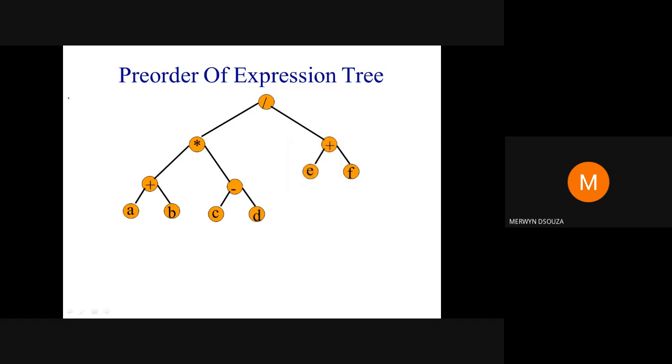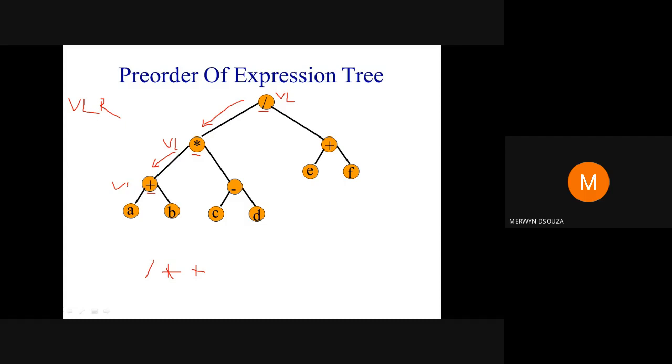Again, remember the steps. Do visit, left, and then right. So let's start. Okay. So you start from the root node. You will say visit. So you will put it in the answer. Then you will say left. Okay. So you will go to the left. New node. So you will say visit. Put it in the answer. Okay. Then you will try to go left. So you will go left. Again you will say visit. Put it in the answer.